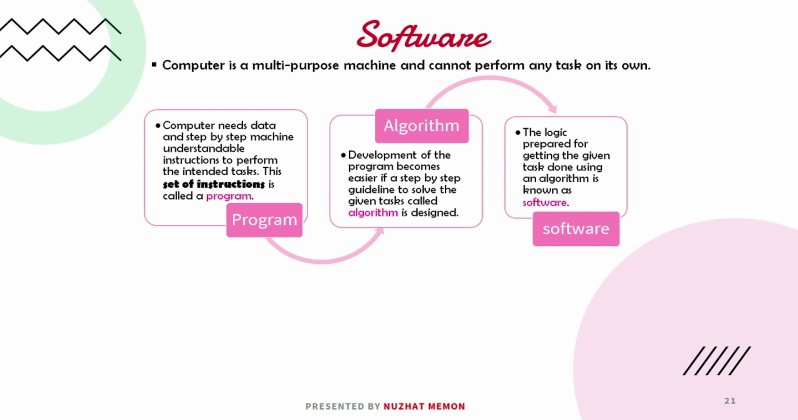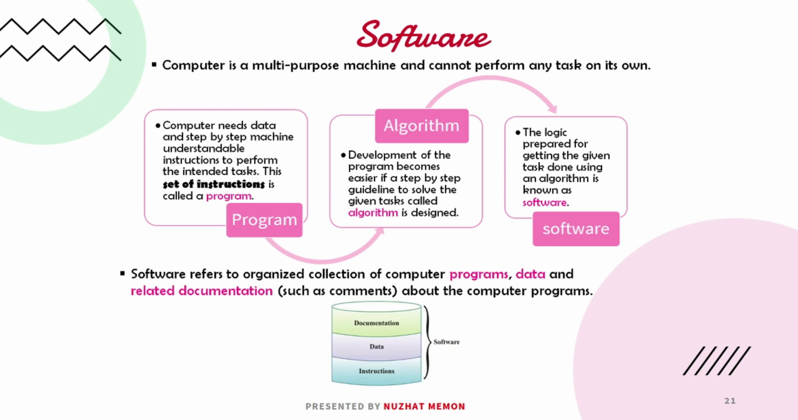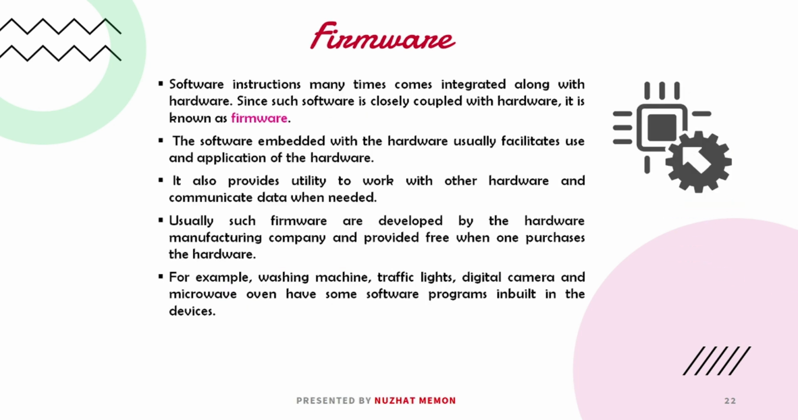And that logic you are writing using an algorithm is known as software. Here, software refers to an organized collection of computer programs, data, and related documentation about the computer programs. So here we can conclude that a set of instructions makes a program, whereas a set of programs makes a software. And here we will see the last term for today's lecture.